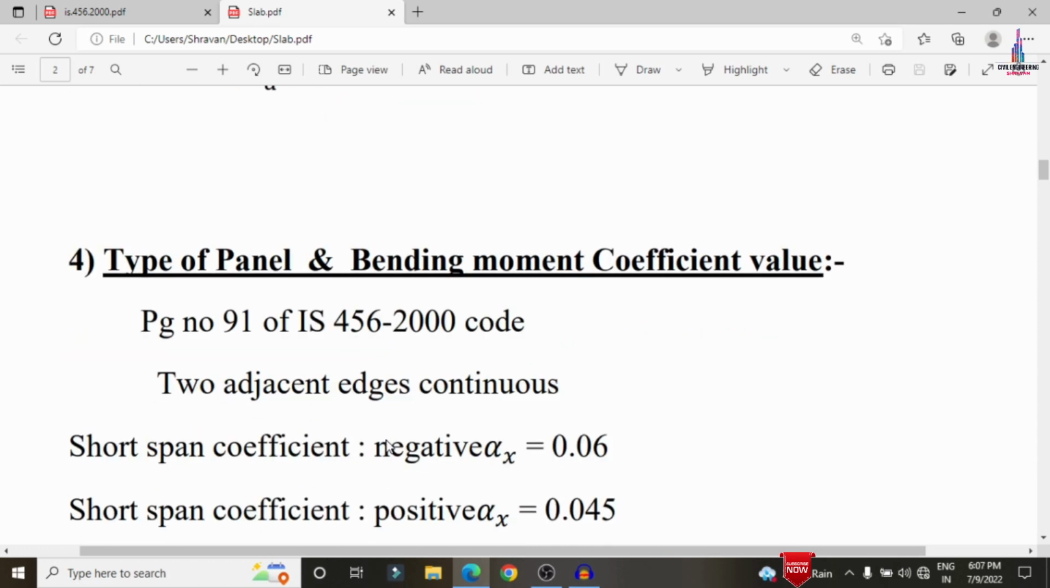The next one is the calculation of the bending moment value. Before calculating the bending moment values, we need to take the coefficient values, the alpha x value and alpha y value, for the negative direction as well as the positive direction for the particular slab section. The alpha x and alpha y values are available in the IS 456-2000 code book, on page number 91.